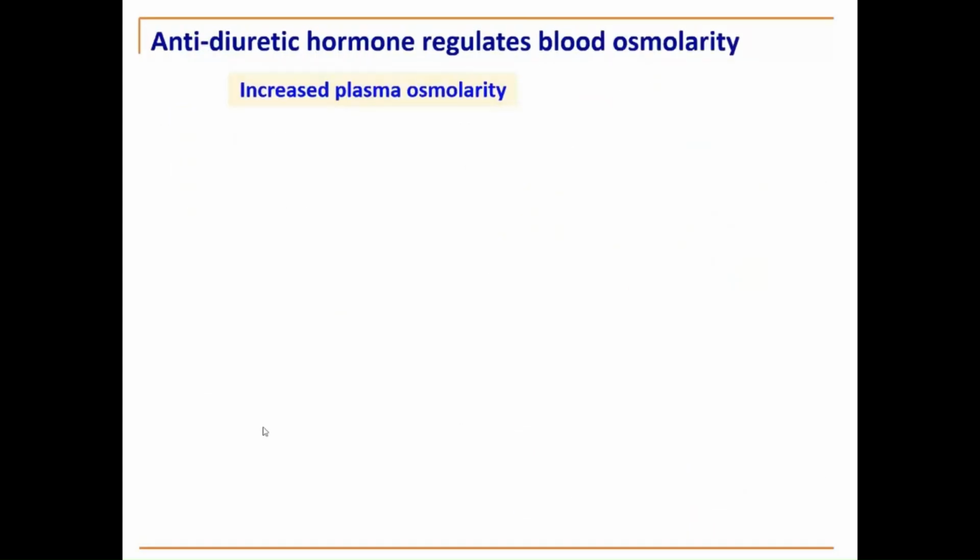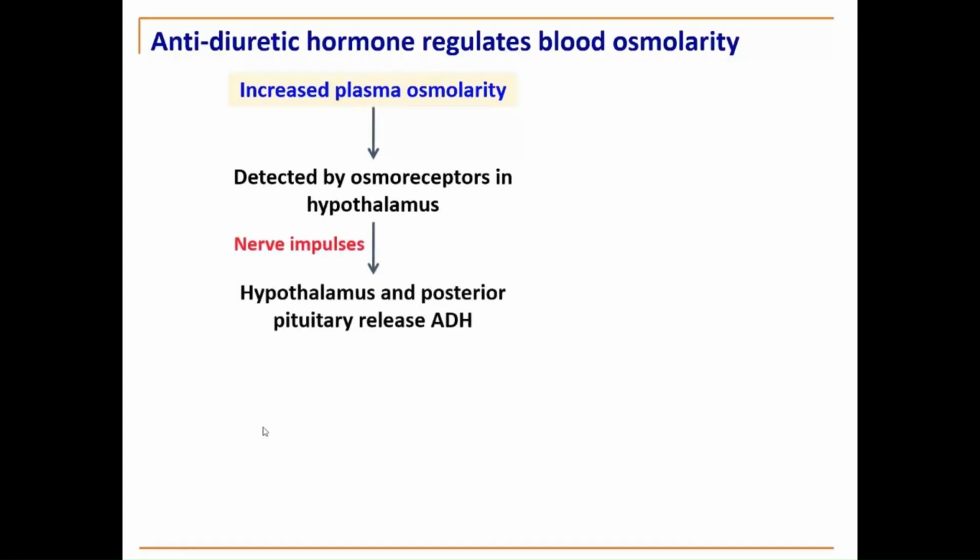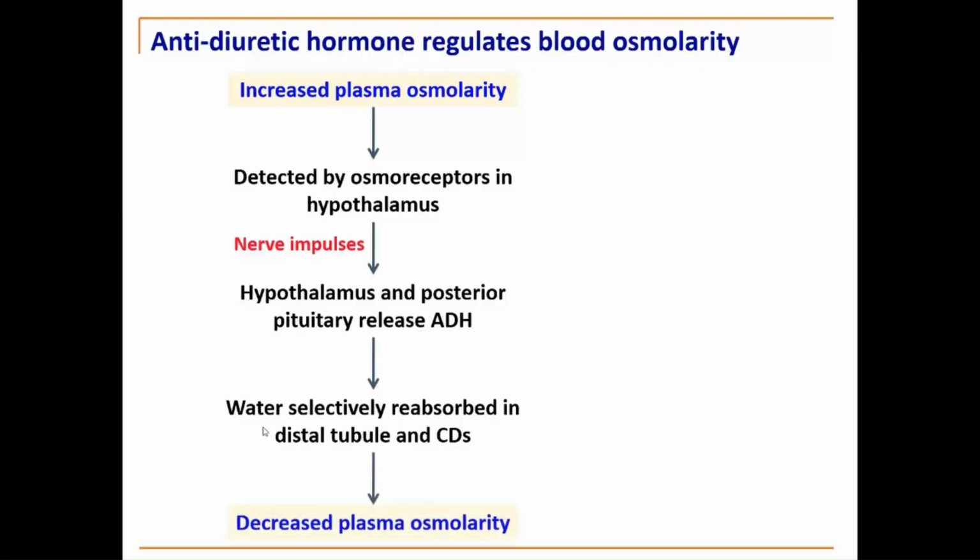So how does ADH work? Well, if you have an increase in your plasma osmolarity, which is the primary cause of ADH release, this is detected by the osmoreceptors in the hypothalamus. This leads to the release of ADH from the posterior pituitary, because remember, it's made in the hypothalamus and transported to the posterior pituitary, where it's released into the blood system. It then acts on the kidneys to selectively reabsorb water in the distal tubule and collecting ducts, which dilutes our blood, so in other words, decreases our plasma osmolarity, which brings us back into homeostasis.